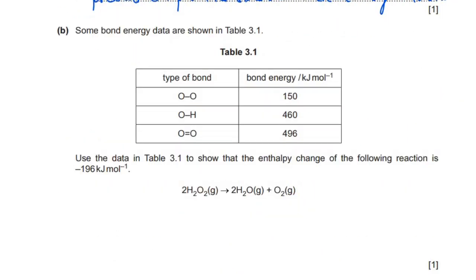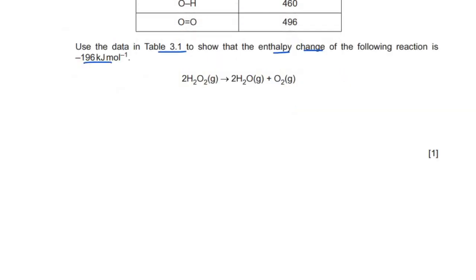Let's go ahead with the next part of the question. It says some bond energy data are shown in table 3.1, and here is the table given. Use the data in table 3.1 to show that the enthalpy change for the following reaction is minus 196 kilojoules per mole, and the reaction is given here.